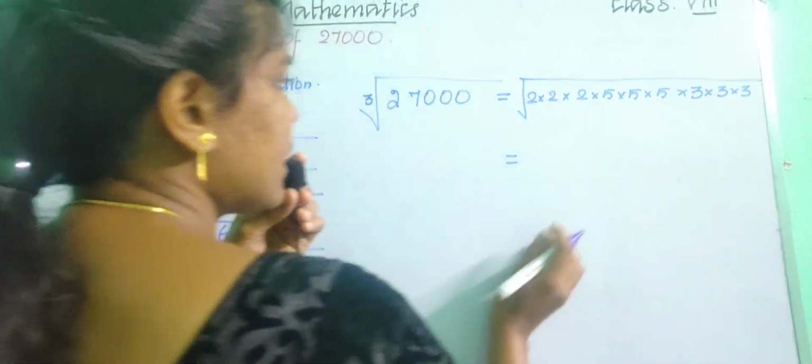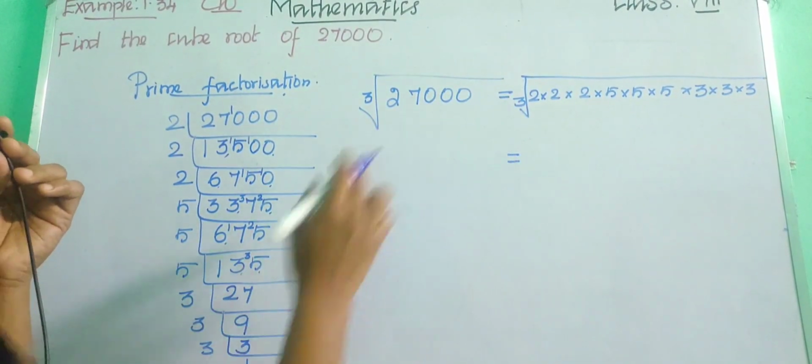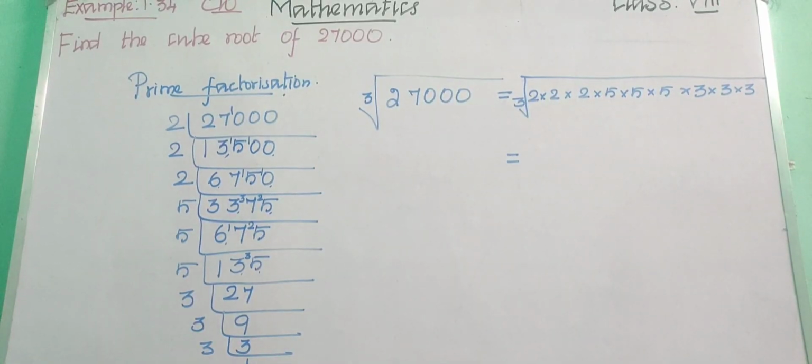Okay. Now what we can do? Cube root of. Don't forget to put the 3 there. Now what we need to do?